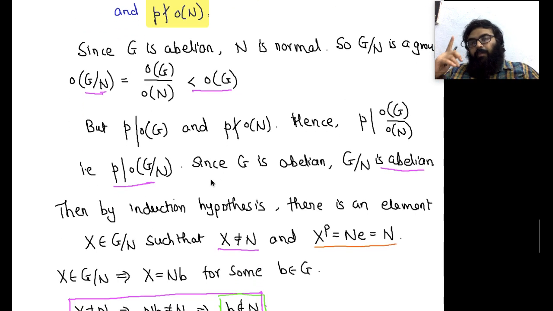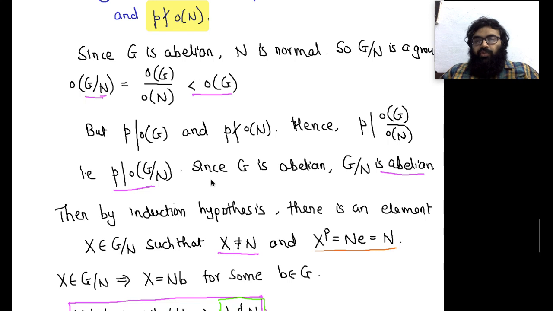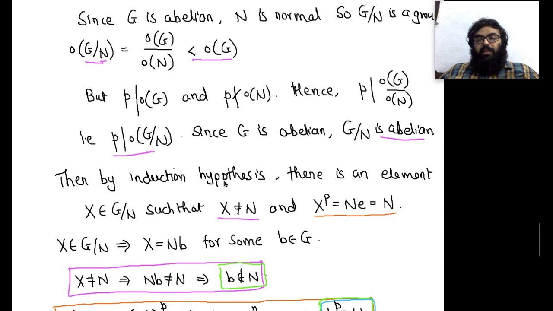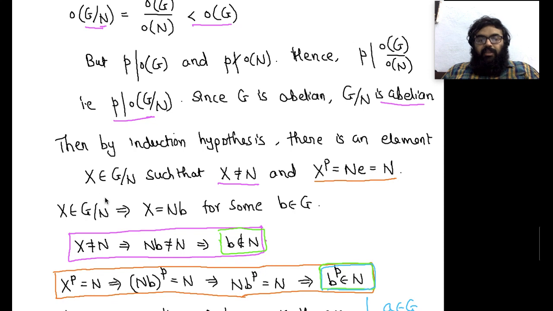So by the induction hypothesis, we assume the result is true for all abelian groups with order strictly less than order of G. So by this, G quotient N has an element x which is not the identity, that is not N, and x power p equals N. Right? But as x is an element of G quotient N, x equals Nb, some coset for some b in G.